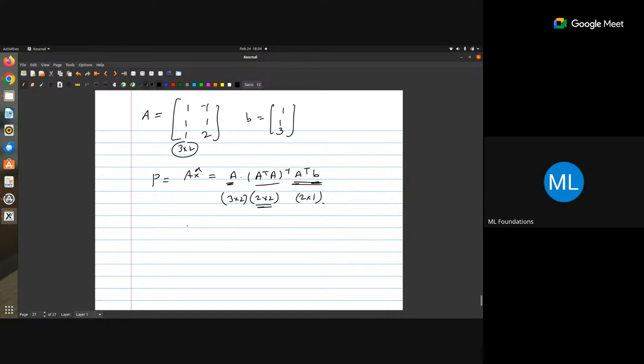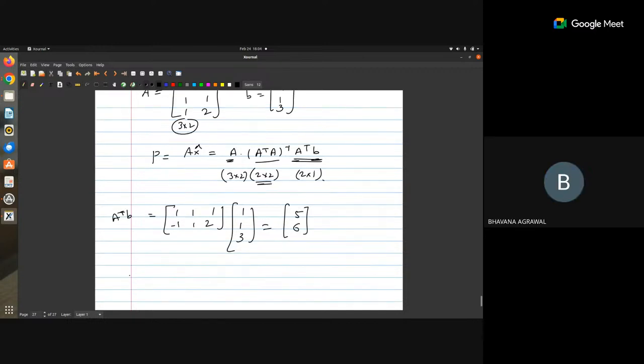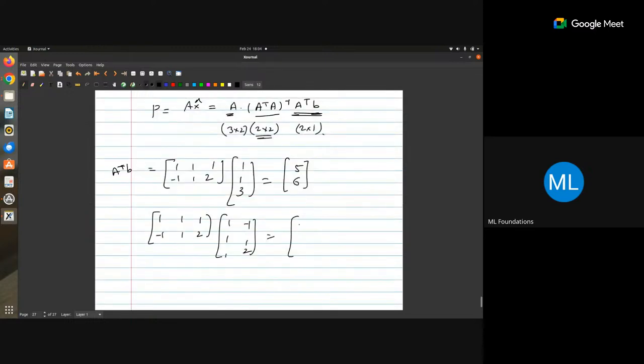Fine. So A transpose B will be 1, 1, 1, minus 1, 1, 2 times B, which is 1, 1, 3. So 1 plus 1 plus 3 is 5, and here minus 1 plus 1 plus 6 is 6. Is this correct? This is A transpose B. Just check the calculations once. Yes, sir. Here it is 1, 1, 1, minus 1, 1, 2. This is a 2x2 matrix. So first is 3, and this is 2. How much is it?